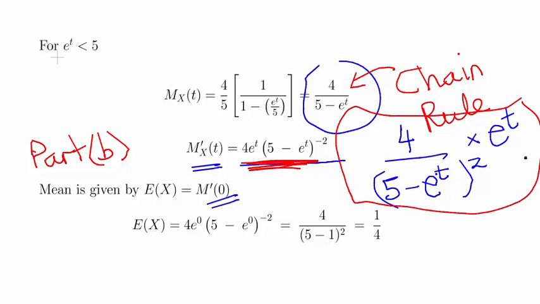Now essentially what we have to do is evaluate it at 0, and there we get the expected value is 4 times e to the 0, which is 1, times (5 minus e to the 0) to the power of minus 2. So that's 4 times 1 over (5 minus 1) squared. That means our expected value there is 1/4. So that's it. That is a moment generating function calculation.